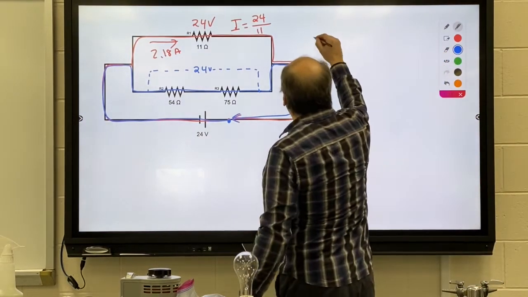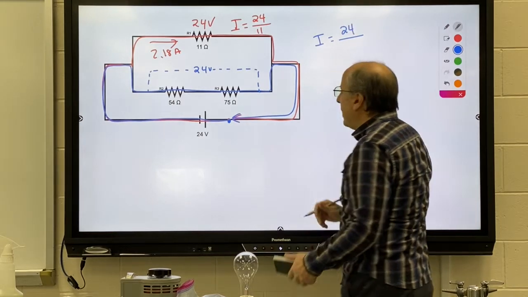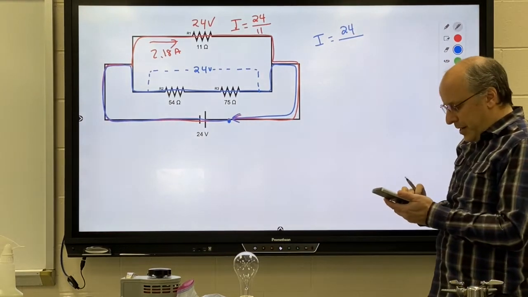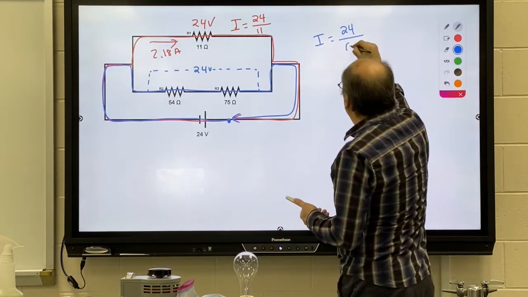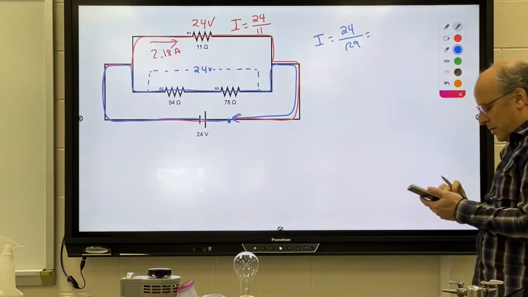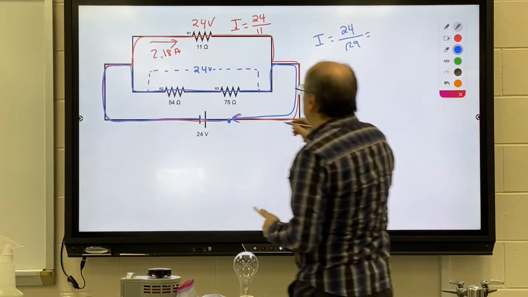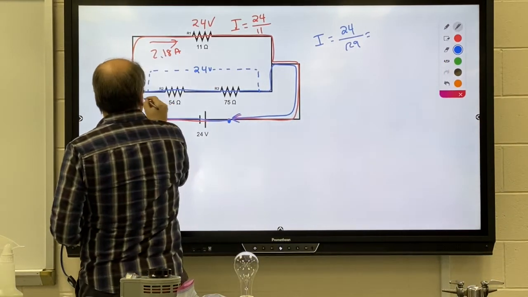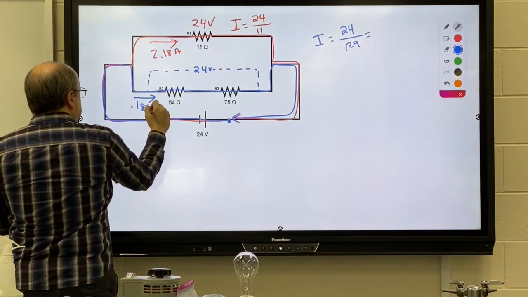So for that bottom branch, we have a voltage of 24, and since we're going through both of them, we are going to add them up, get 129 ohms. We're then going to divide using Ohm's law, and we're going to get a current through this bottom branch of 0.186 amps.